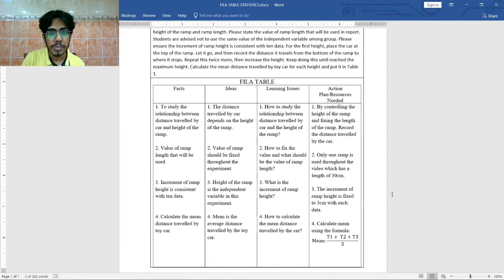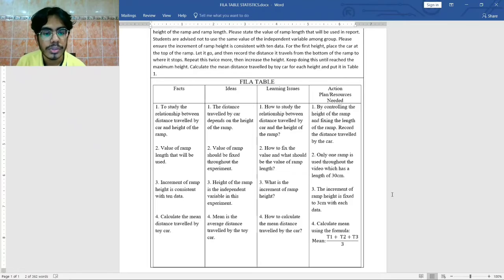To overcome this problem, we take action by controlling the height of the ramp and fixing the length of the ramp and recording the distance traveled by the car, so that we will get the distance traveled by the car, which will depend on the height of the ramp.